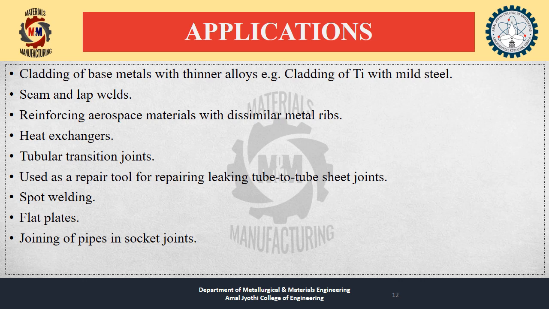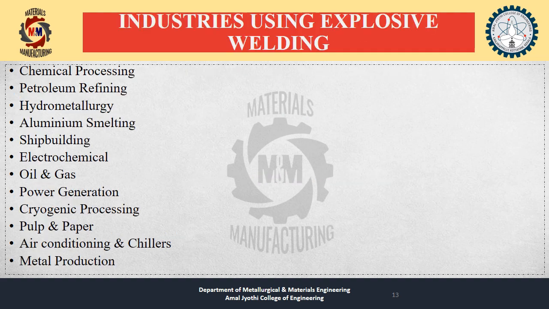So the applications: cladding of base metals with thinner alloy. Example, cladding of titanium with mild steel. Seam and lap welds, reinforcing aerospace materials with dissimilar metal ribs, heat exchangers, tubular transition joints, used as a repair tool for repairing leaked tube-to-tube sheet joints, spot welding, flat plates, joining of pipes in stock joints.